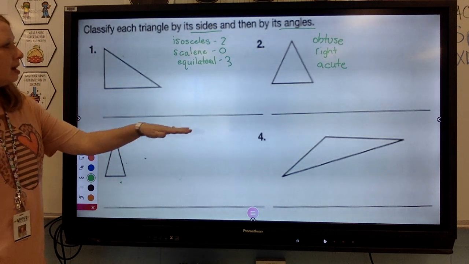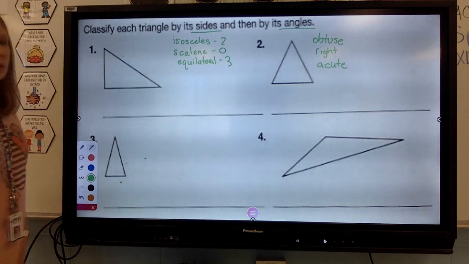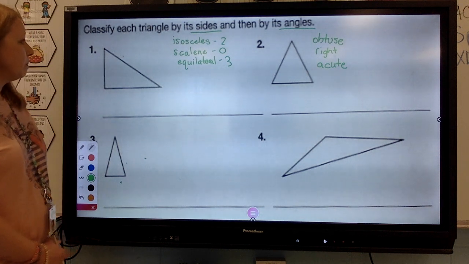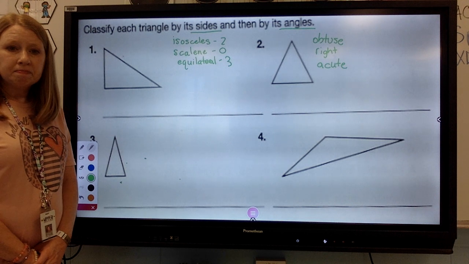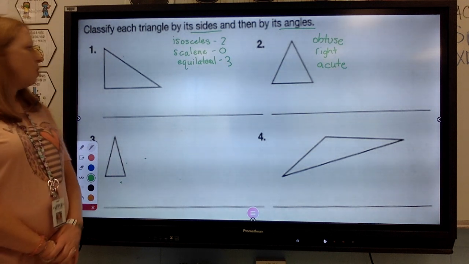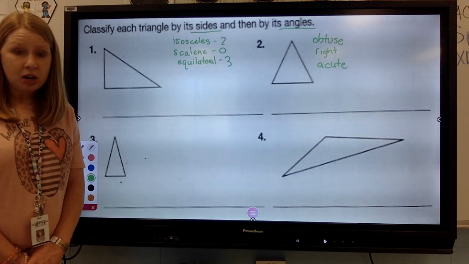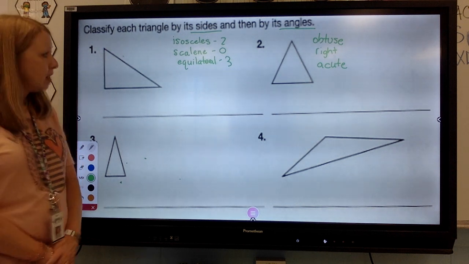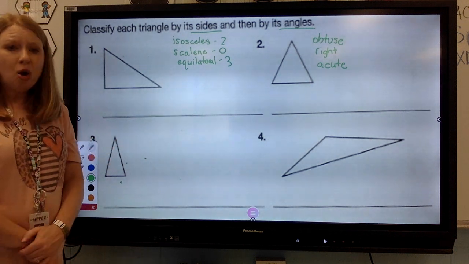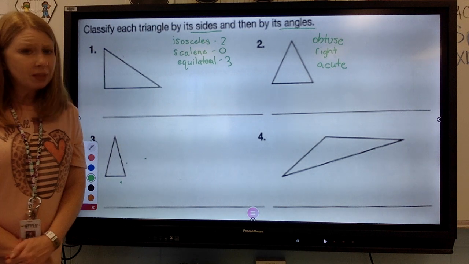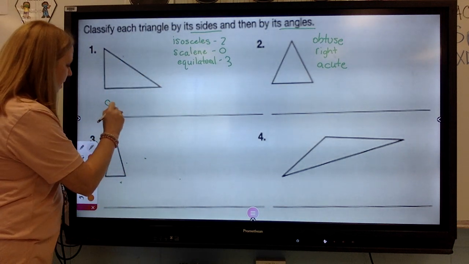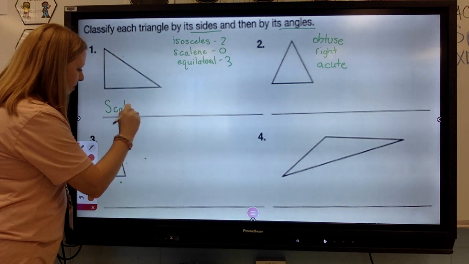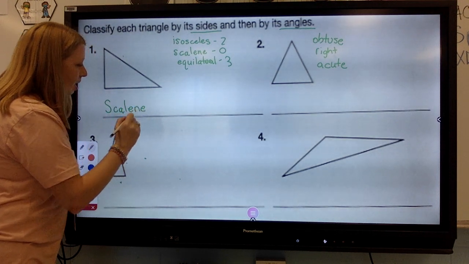First of all, let's name it by its sides. Okay, so let's look at this triangle. Do I have 2 sides that are equal? No. Do I have no sides that are equal? I think that may be it. Do I have all sides equal? No, I don't. So I would say this is scalene.